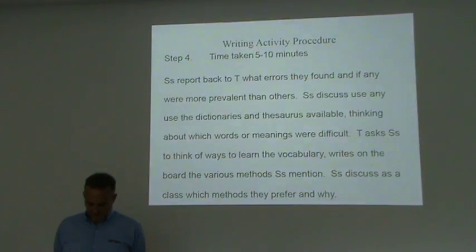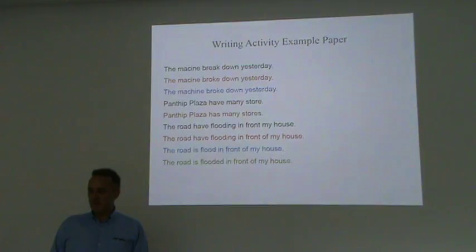And the teacher then asks the students to think of ways that they can learn the vocabulary which they've been investigating, and writes on the board the various methods that the students mentioned. As a group, the students and teacher discuss which methods might be preferred and why they think these might be preferred. This is an example of the writing activity paper after 4 goes around.